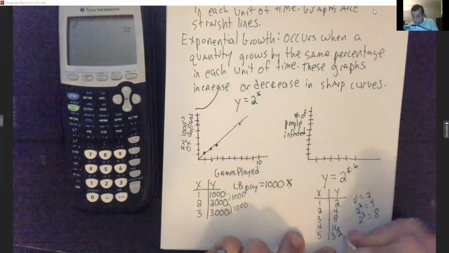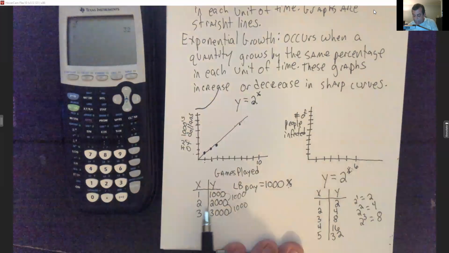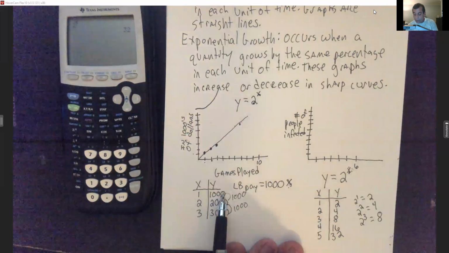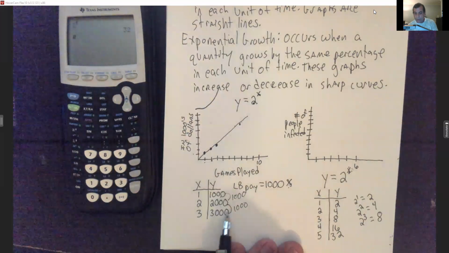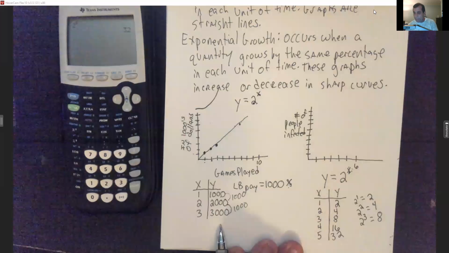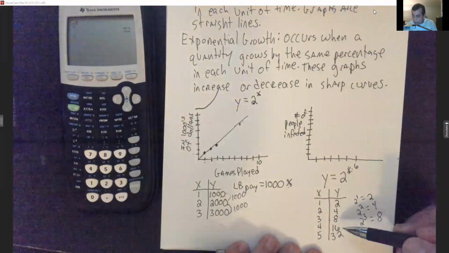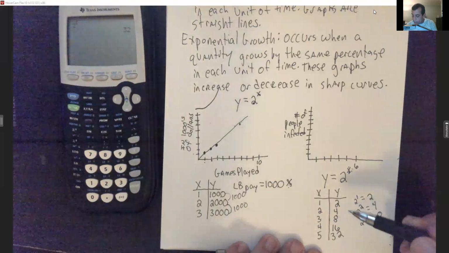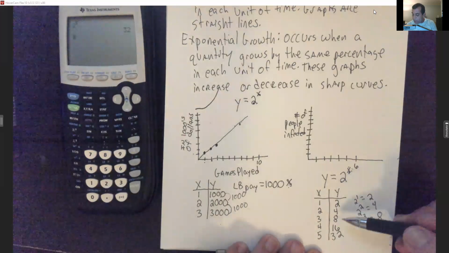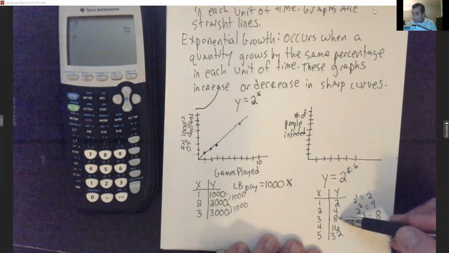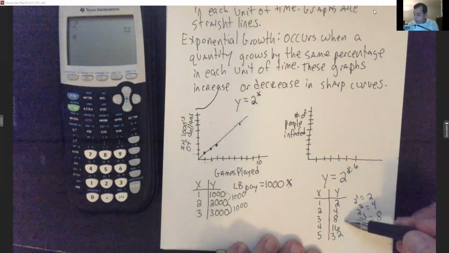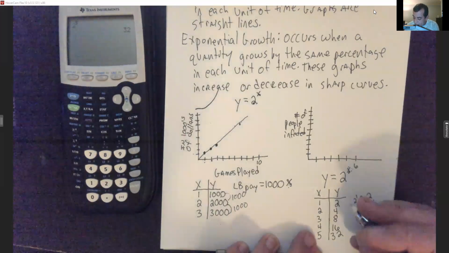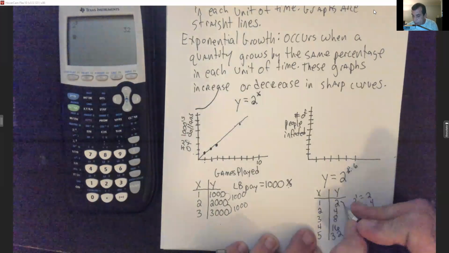So notice the difference over here. This one always went up the same amount each time. It went from 1,000 to 2,000, 2,000 to 3,000. Next, it would have went to 4,000. Over here, these ain't going up the same amount each day. This one only went up 2, but from 4 to 8, it went up 4. From 8 to 16, it went up 8. So if you see what's happening here, these are doubling each time.